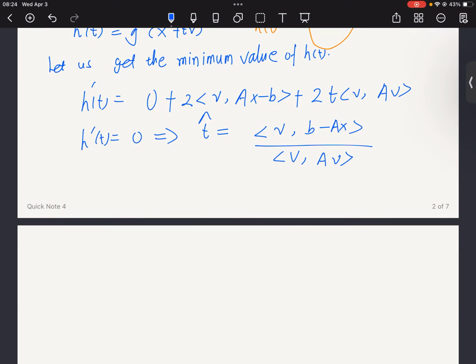Any questions? You haven't decided the x vector yet. You haven't decided the v vector yet. But if the v vector is given, then in this direction you can get the minimal value on this line by using the t value here, the t hat value here. Any questions?